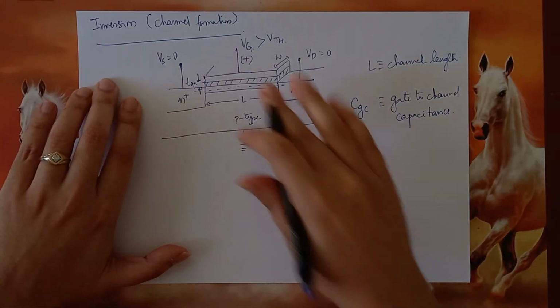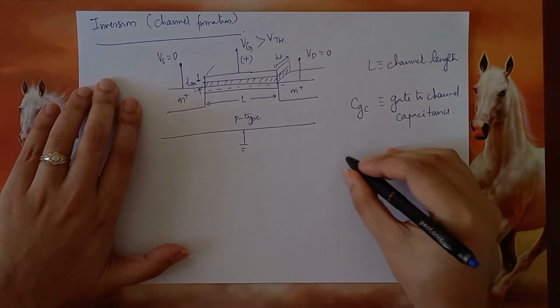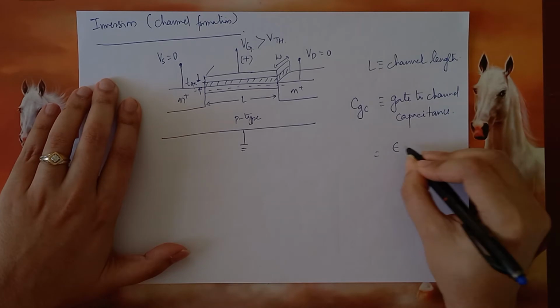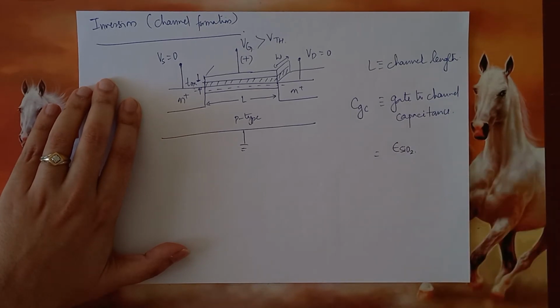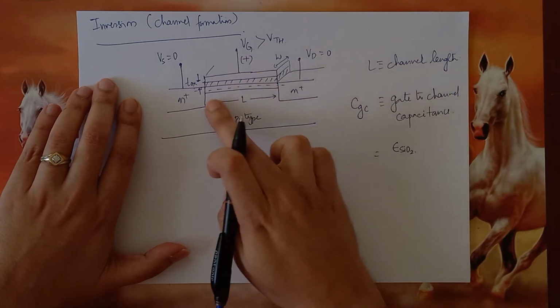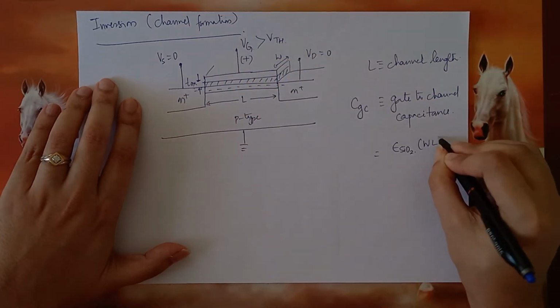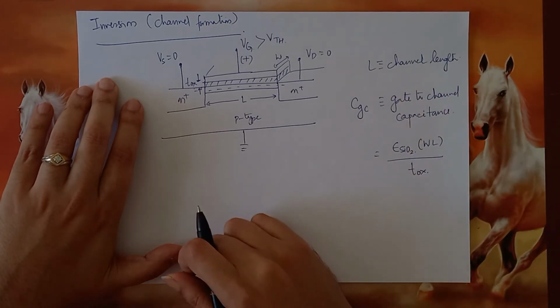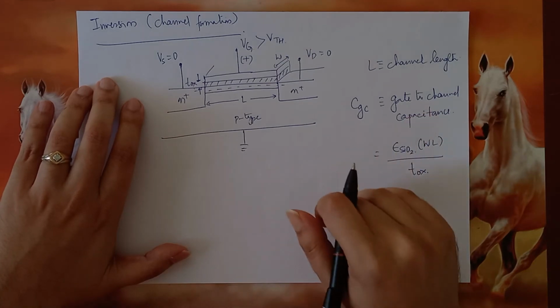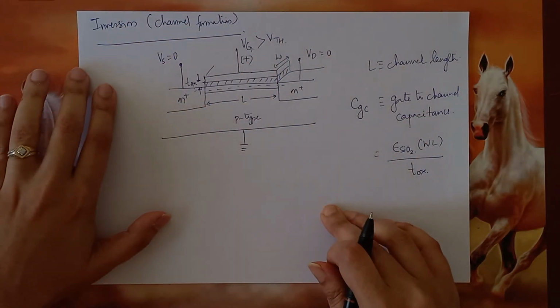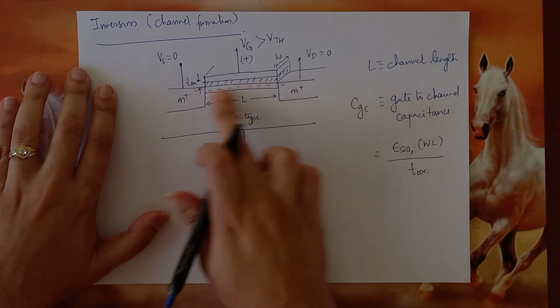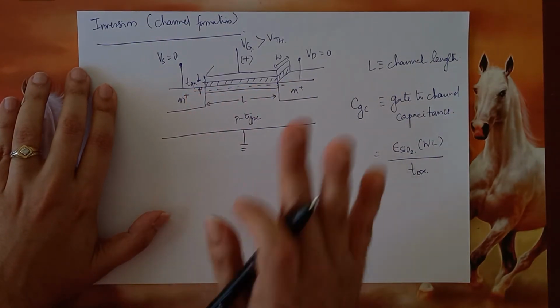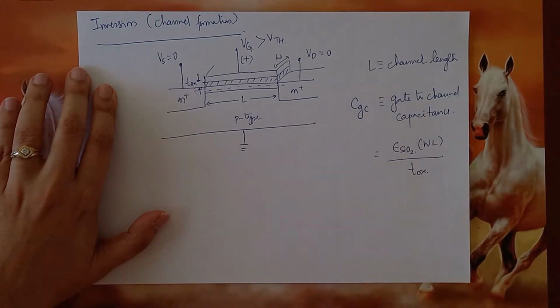Now, can we model this? The gate to channel capacitance essentially looks like this: the permittivity of the oxide times the gate area, which is nothing but W times L, divided by the distance between the two plates, which is nothing but Tox. This is what is called the gate to channel capacitance. Now, this is a very idealistic case where the channel is uniformly formed, but in reality that does not happen, and we are going to see why.